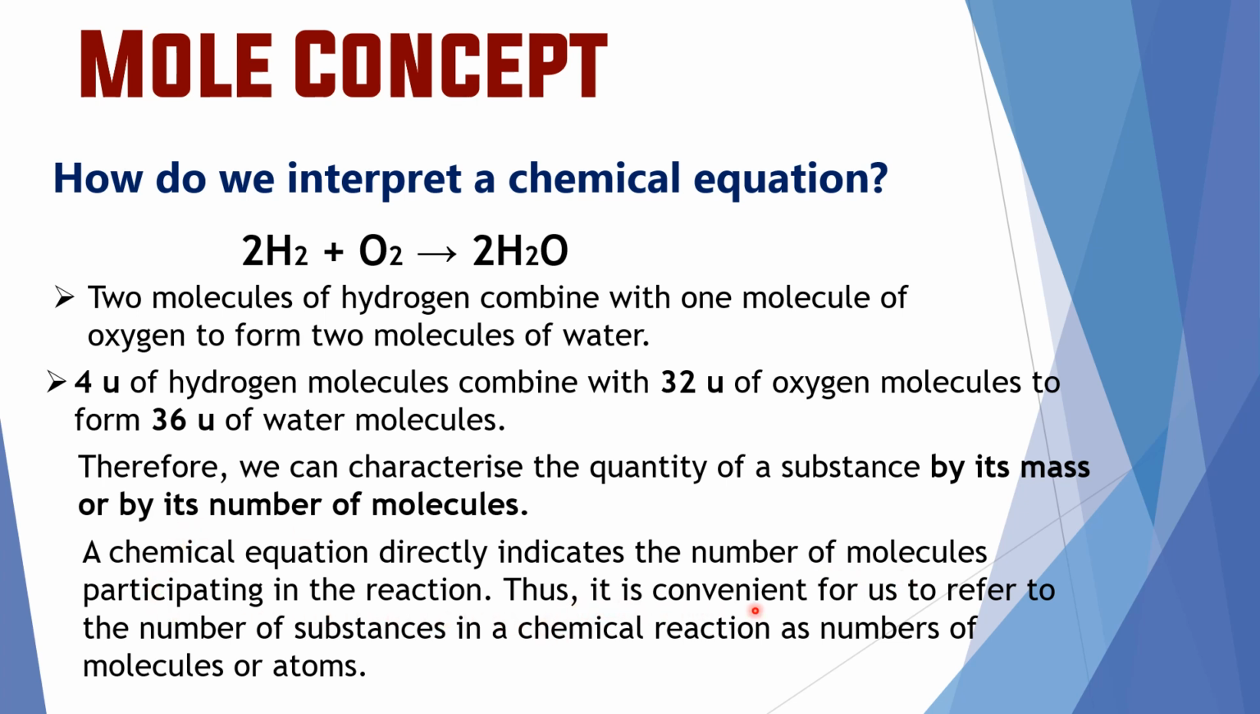Thus, it is convenient for us to refer to the quantity of substances in a chemical reaction as a number of molecules or atoms. That is easy because it is visible to us when looking at a chemical equation. That is why we take the number of molecules. Okay, let us see the next slide.